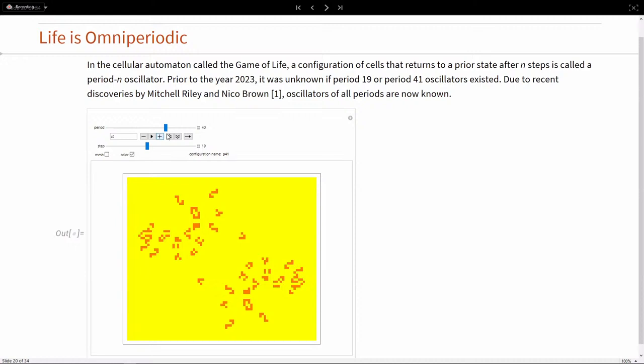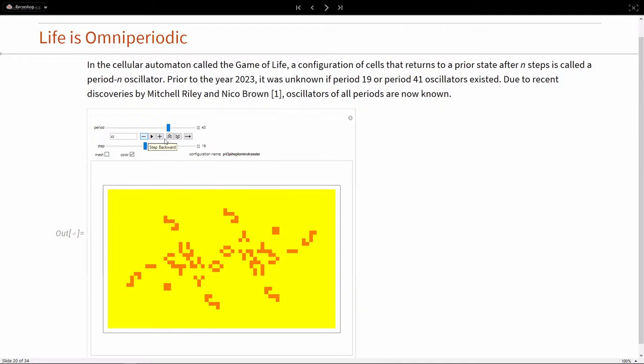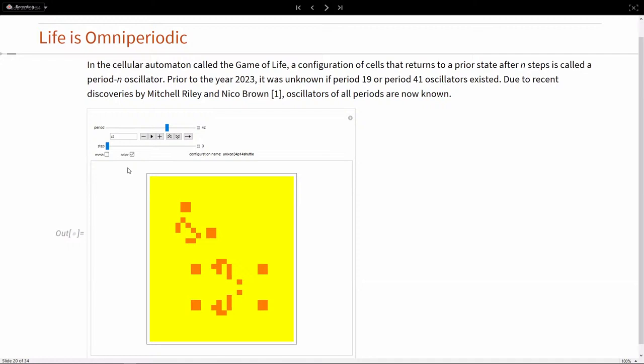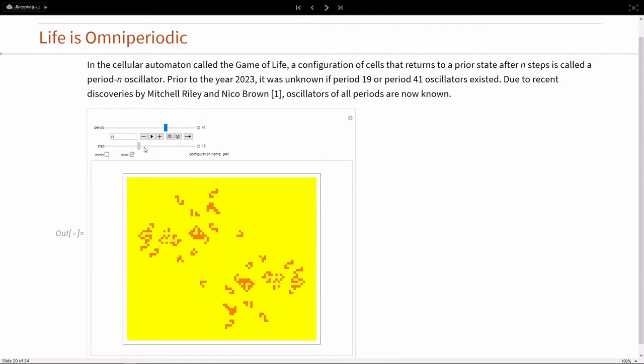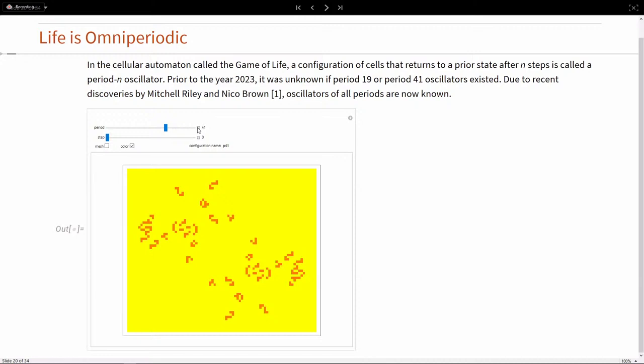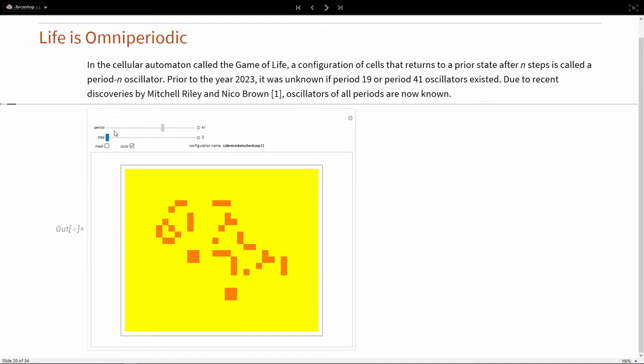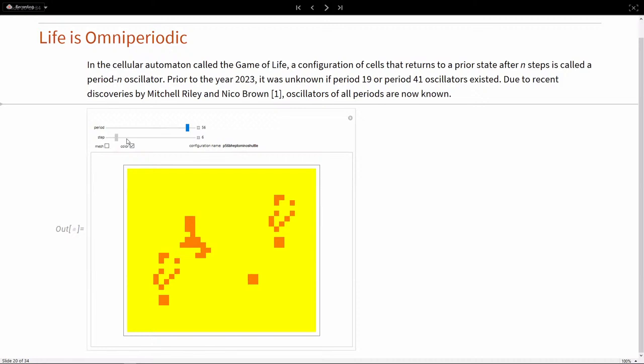Oops, I've gone too far. So here's period 43. Period 42. And period 41. It was an unsolved problem until last year, whether there was an oscillator for every possible period in the Game of Life, but that has now been solved. And I believe that my solutions listed here are the smallest known solutions for each one.